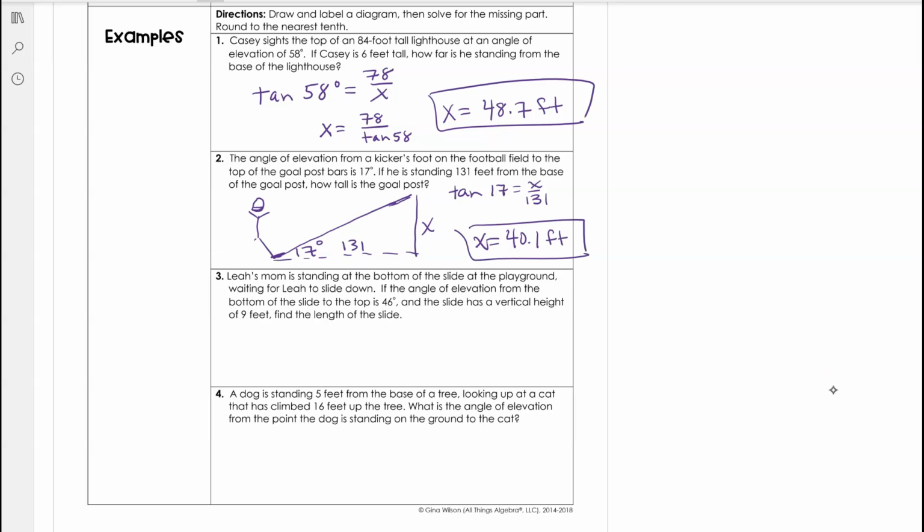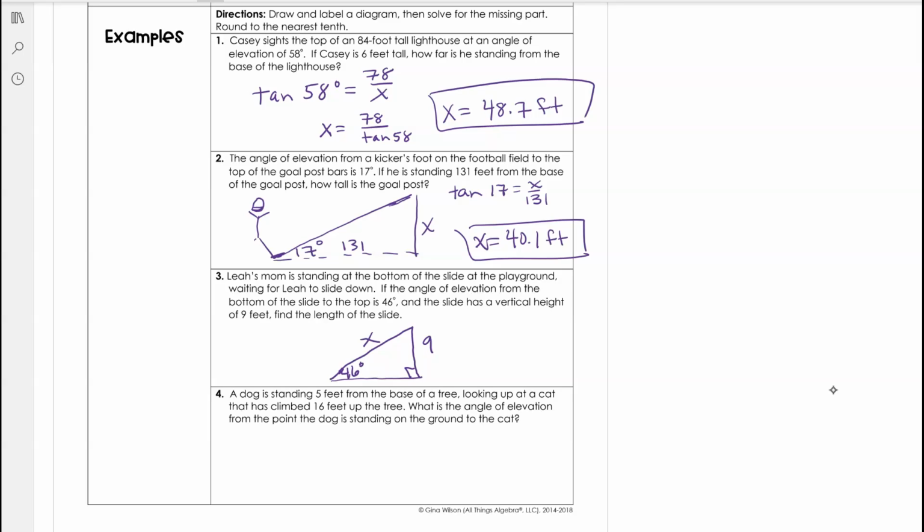All right, next, Leah's mom is standing at the bottom of a slide at the playground. If the angle of elevation from the bottom of the slide to the top is 46 degrees, so let's draw one of those crazy slides that goes straight down. So the angle of elevation from the bottom to the top, it is 9 feet high. The question is, how long is the slide? So this time we're looking for basically the hypotenuse.